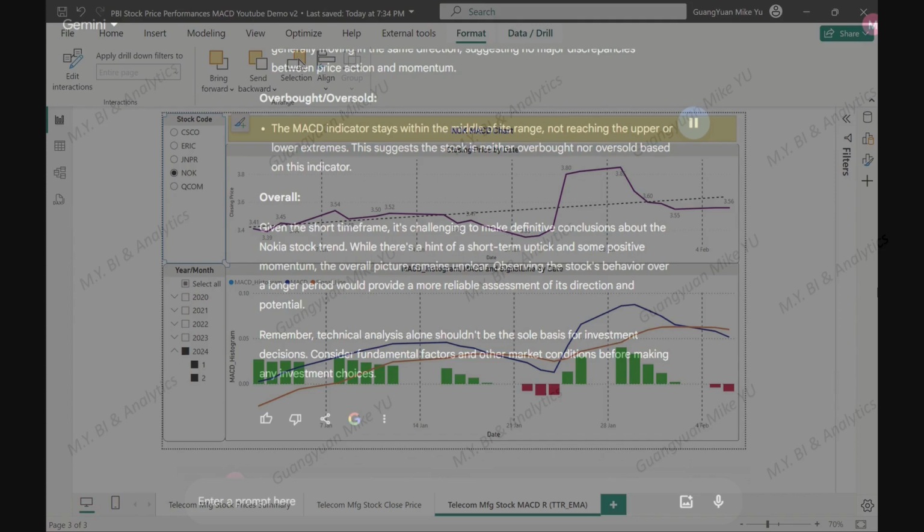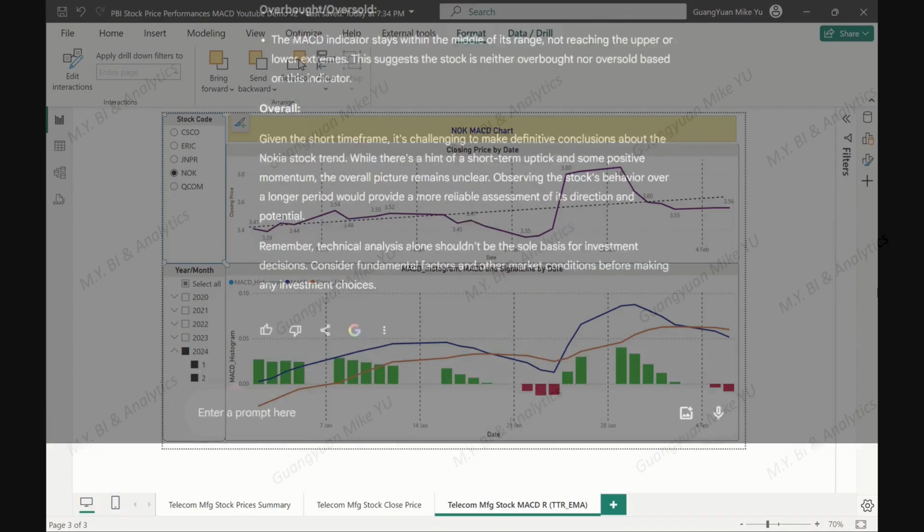Overall, given the short time frame, it's challenging to make definitive conclusions about the Nokia stock trend. While there's a hint of a short-term uptick and some positive momentum, the overall picture remains unclear. Observing the stock's behavior over a longer period would provide a more reliable assessment of its direction and potential. Remember, technical analysis alone shouldn't be the sole basis for investment decisions. Consider fundamental factors and other market conditions before making any investment choices.